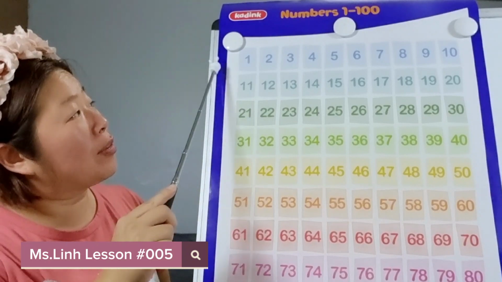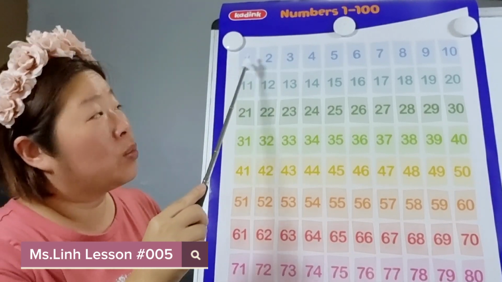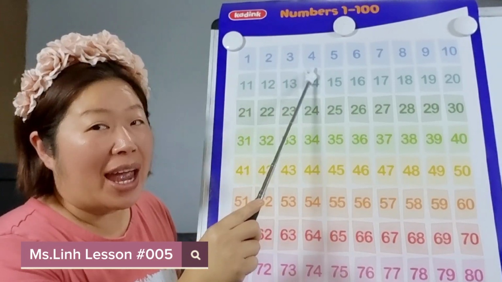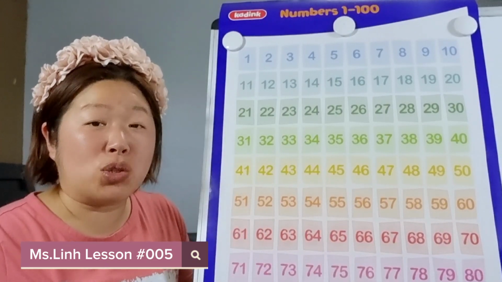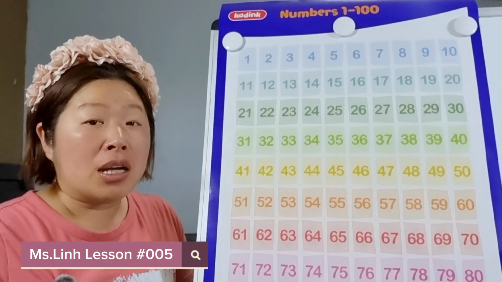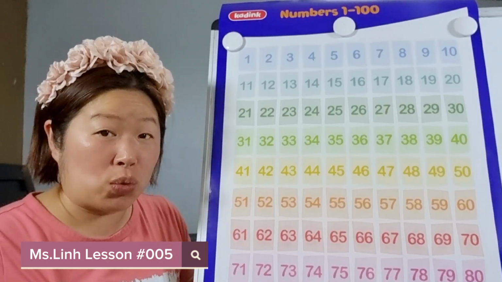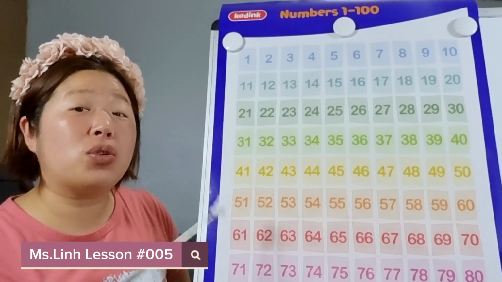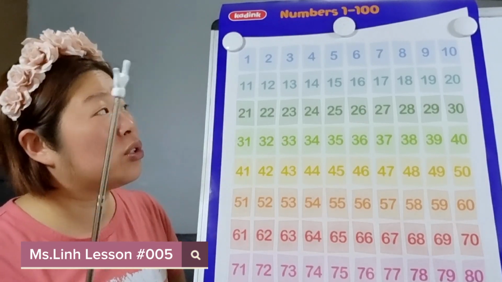That means we start with 0. We skip. We count. We skip. We count. We skip. We count. That's why it's called skip count, because we don't count every single number. So we're going to skip count by 2s. Okay? I'm going to do it slow because it's quite new.